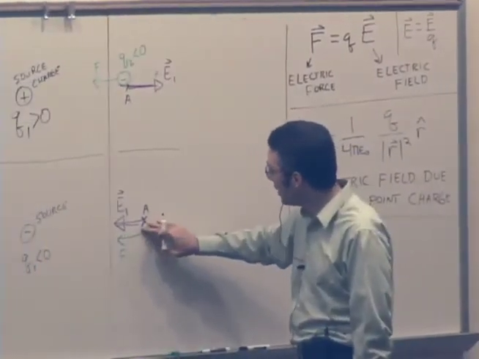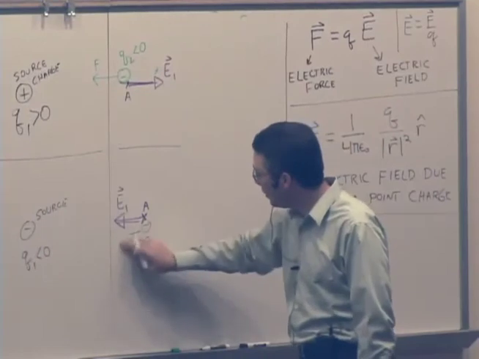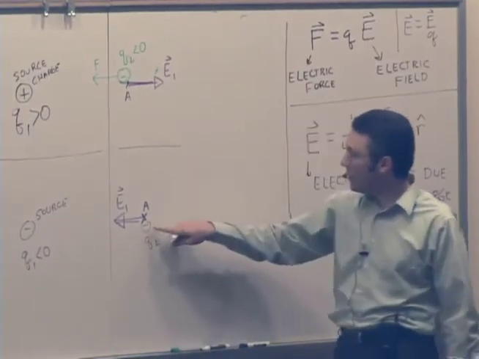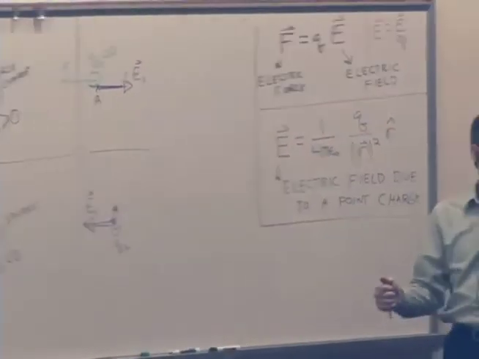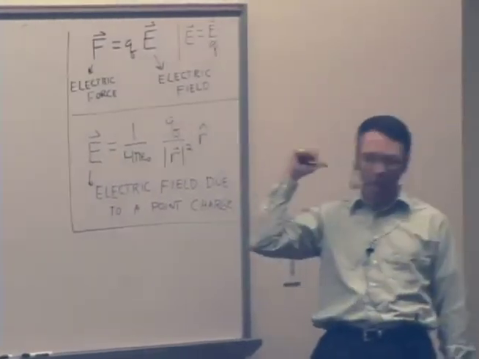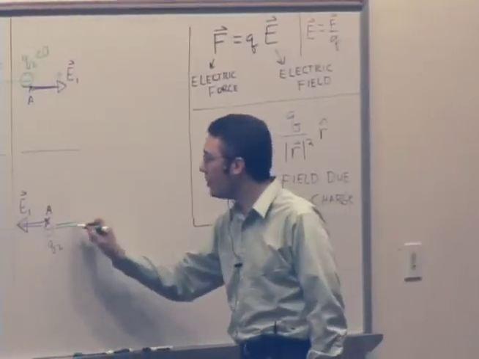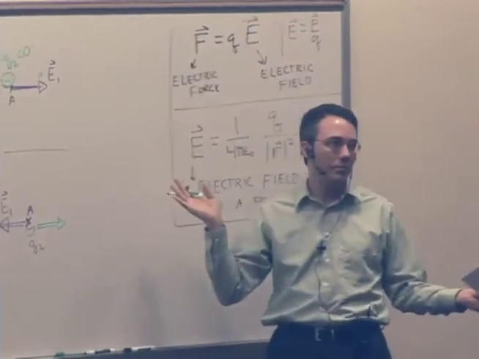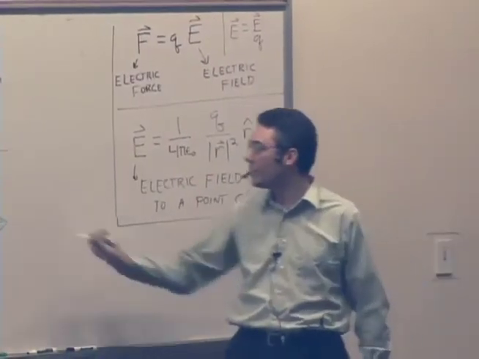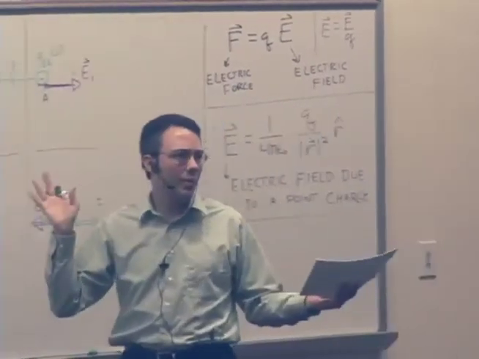So we get what we expect. Same thing if I had placed a negative charge here. A negative times E1 gives me a force in what direction? That way, the opposite direction, okay? And so two negative charges should repel, right? So the force makes sense, okay? We get the idea? See how this is making sense?